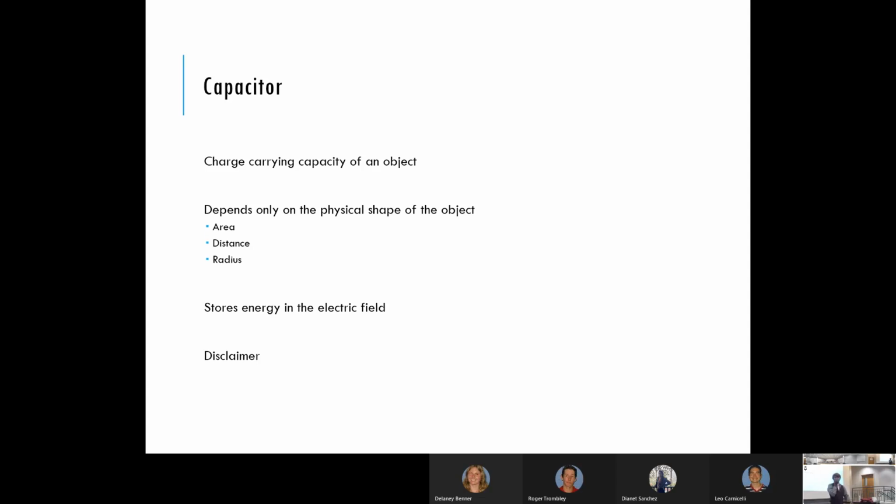That's why you'll see these disclaimers: make sure it's fully de-energized before working with it. What they mean by that is make sure all of your capacitors are discharged.